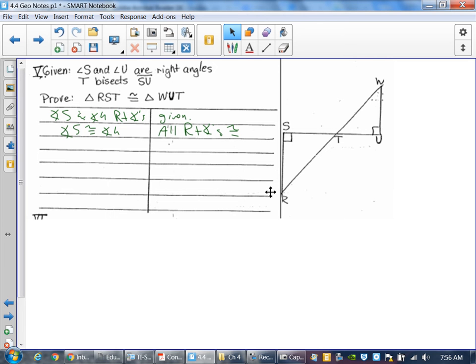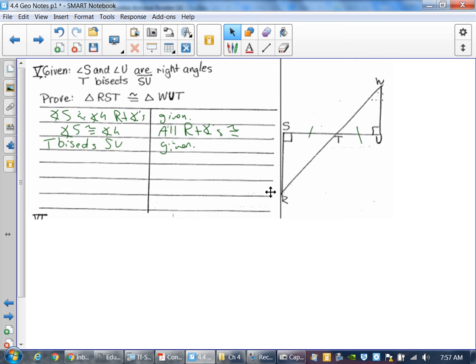T bisects segment SV. So when you have a segment bisector, what is created? 2 parts. Are those 2 parts equal? Congruent? They're congruent. You're ahead of me. Wait, our bisector? Yeah. Remember, you have 2 different things of bisectors. You can have an angle bisector or a segment bisector. An angle bisector creates 2 congruent angles. Segment bisector creates 2 congruent segments. Same thing. Very, very similar. It's just different words.